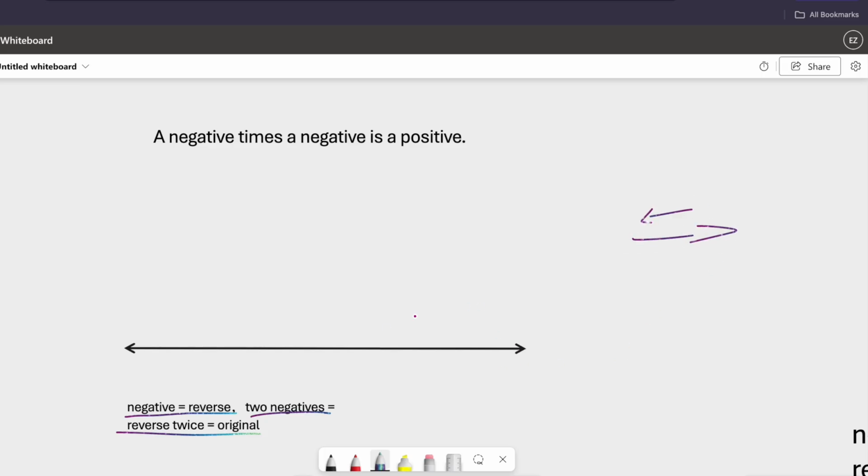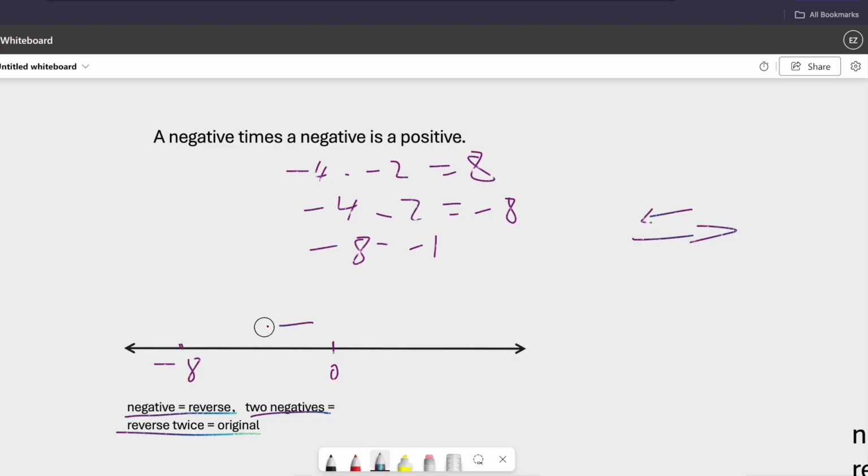Okay, still use minus 4 times 2 as an example, or minus 2 times minus 4 equals 8. We know minus 4 times 2 equals minus 8 based on our previous one, so 2 times minus 4 we get minus 8. And right now we multiply minus 8 by minus 1, so we reverse this one again to here, and we get 8.